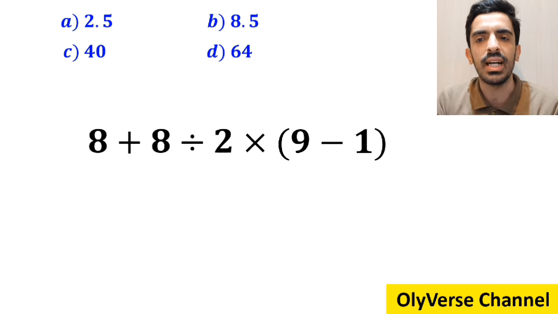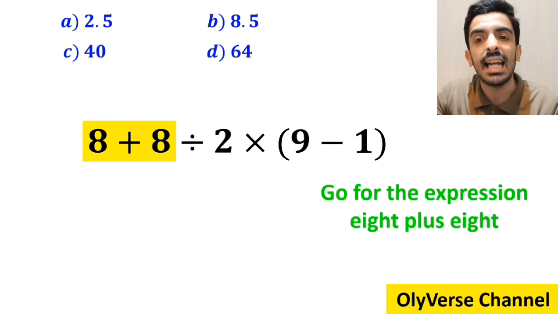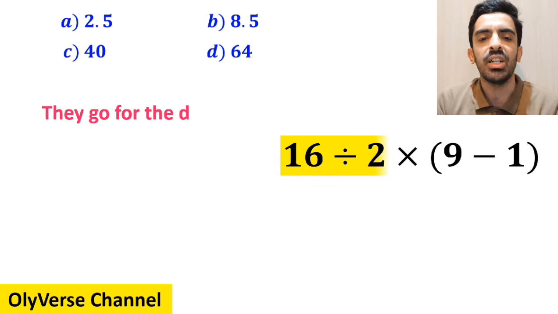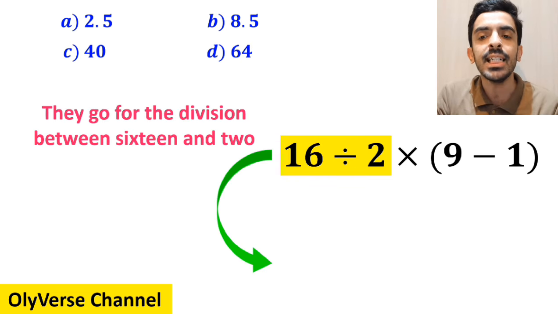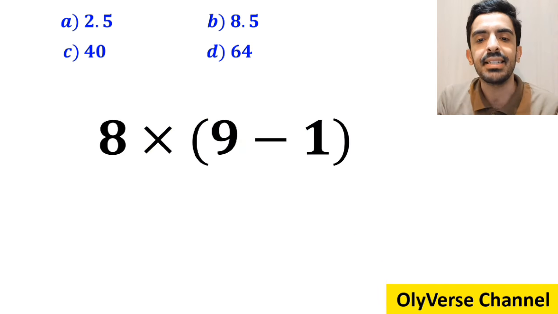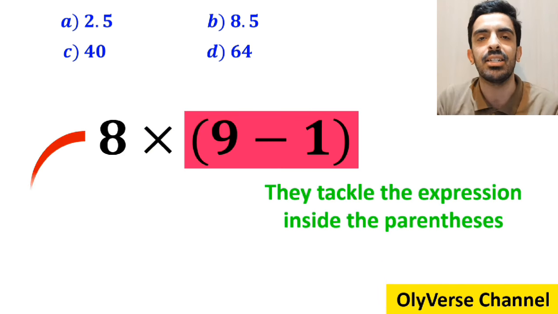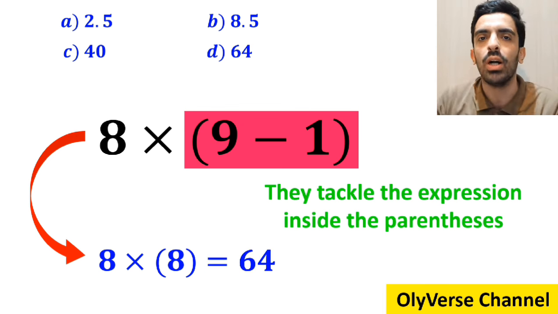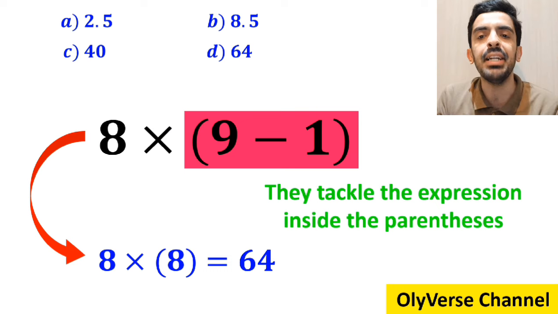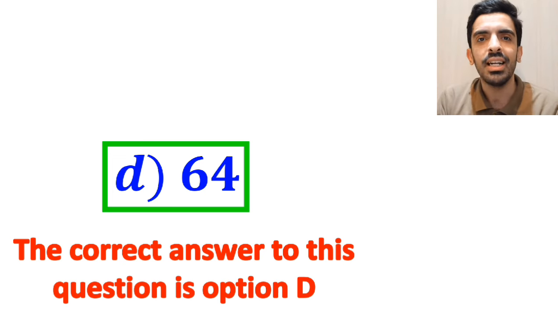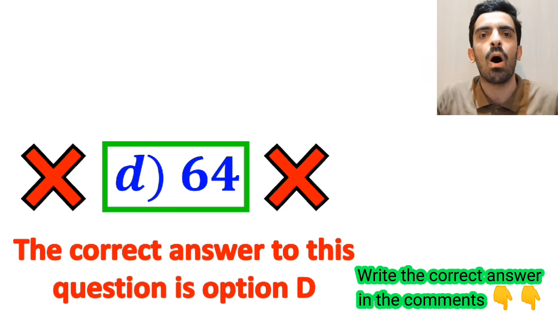Many people when solving this question first go for the expression 8 + 8 and write this as 16 ÷ 2 × (9 − 1) inside the parenthesis. In the next step, they go for the division between 16 and 2, and this simplifies to 8 × (9 − 1). In the final step, they tackle the expression inside the parenthesis and write it as 8 × 8, which ultimately gives them the answer 64. Then, without any hesitation, they quickly say that the correct answer to this question is option D. But this answer is absolutely wrong.